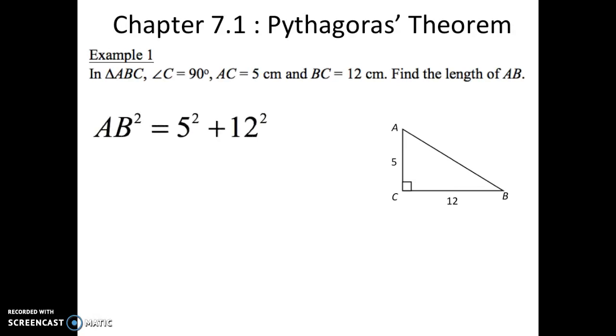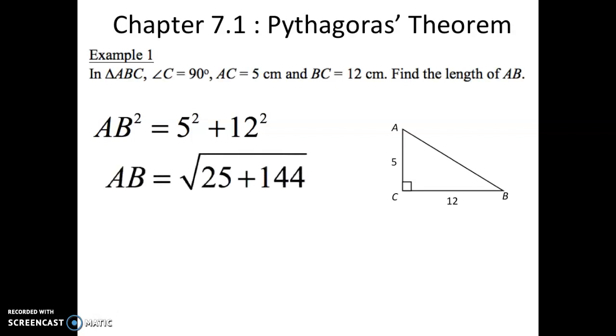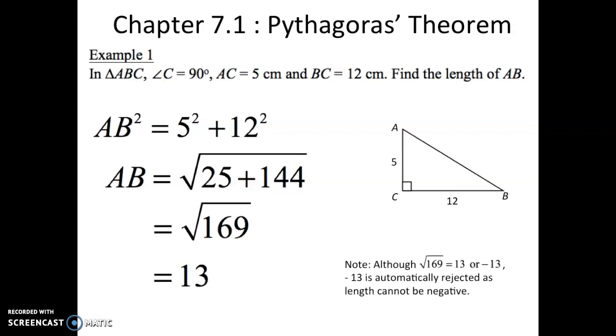AB squared will be equals to the sum of the squares of the two other sides, which is my 5 squared plus 12 squared. Hence, to find AB, I have to square root that sum, which gives me the square root of 169, which gives me 13. You might ask, when we square root 169, we have two possible values, 13 and negative 13. But because we are looking at a length here, negative 13 is automatically rejected. Hence, you need not show it.